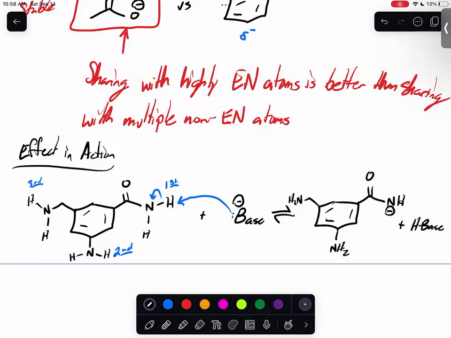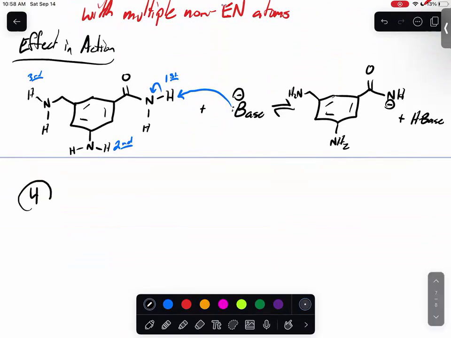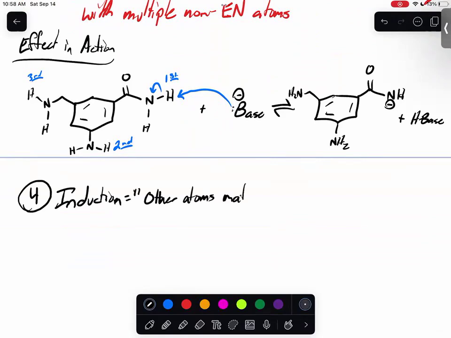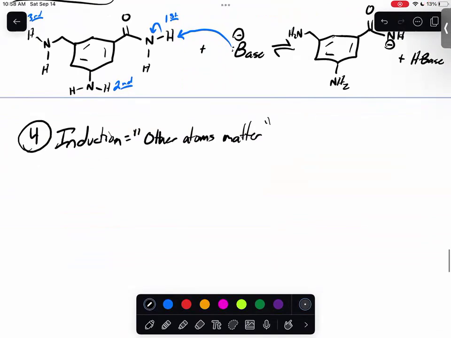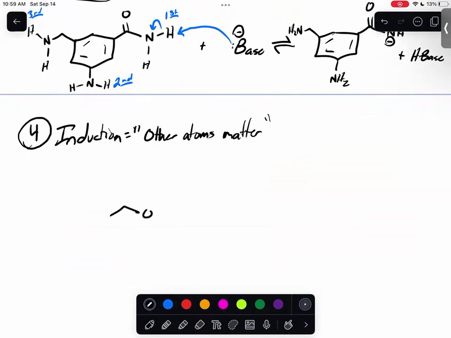All right, now that we've done resonance, we have two others, and these are a little bit quicker to explain. So let's look at our fourth effect, which is induction. And what I would say for induction is other atoms matter. All right. So what this means is if we take a look at a structure that is very similar, we'll do two different structures that look almost the same except for one small difference.